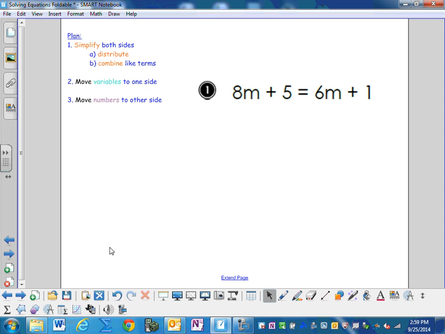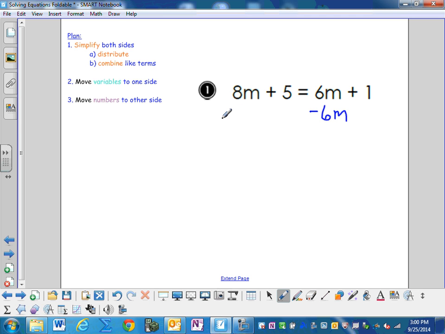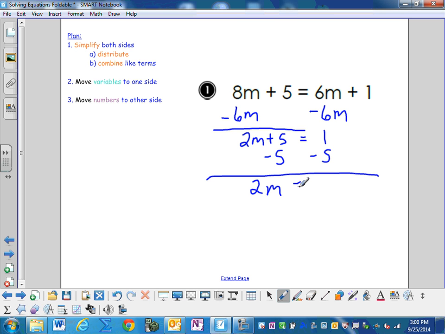So here's our first example. 8m plus 5 equals 6m plus 1. So I'm going to look at the left, and I'm going to look at the right and see if they're simplified, and they are. So I can move the variable. So minus 6m minus 6m is 2m plus 5 is equal to 1. Minus 5 and divide by 2. M equals negative 2.